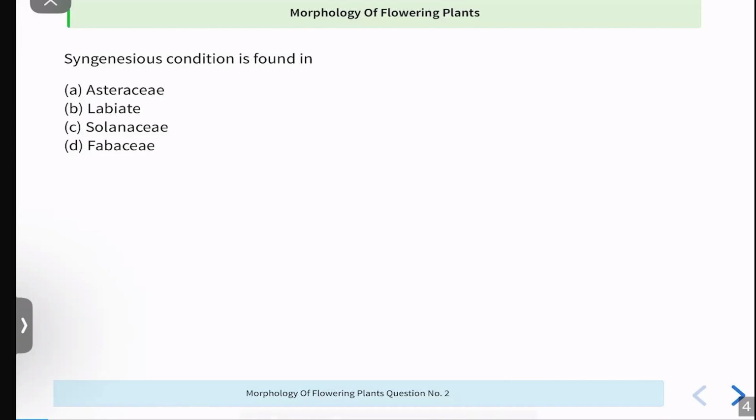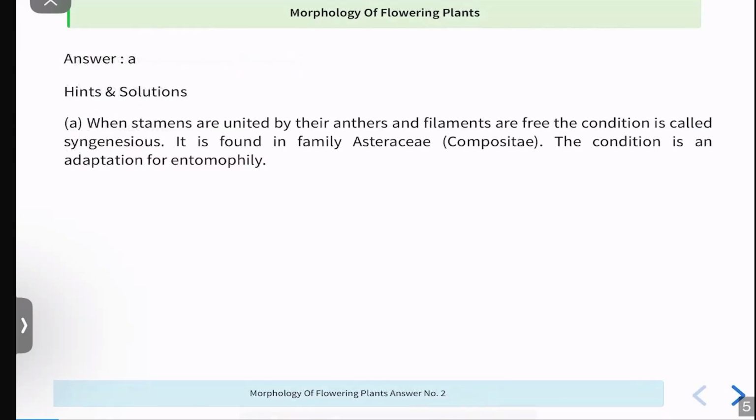This is a characteristic of your Asteraceae family. Stamens are united by their anthers and filaments are free. This condition is called syngenesious. It is found in Asteraceae family. This condition is an adaptation for entomophily. Entomophily means the animals will pollinate this flower. So this is an adaptation for pollination by animals.